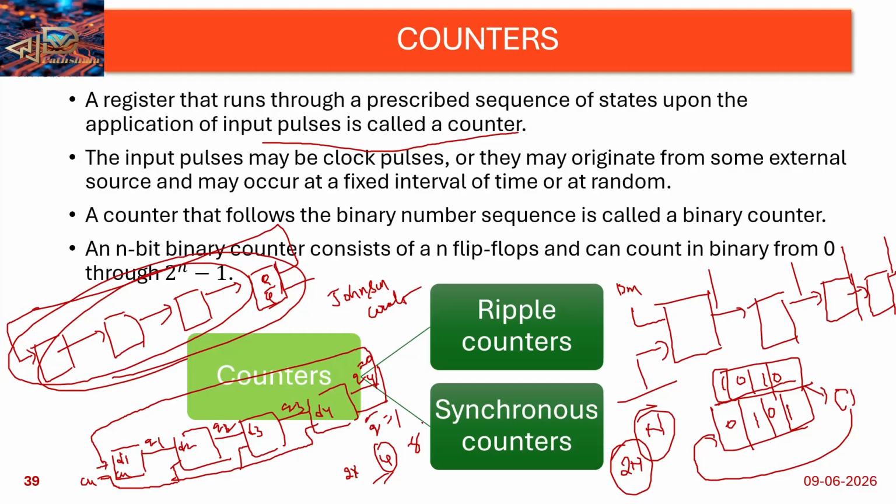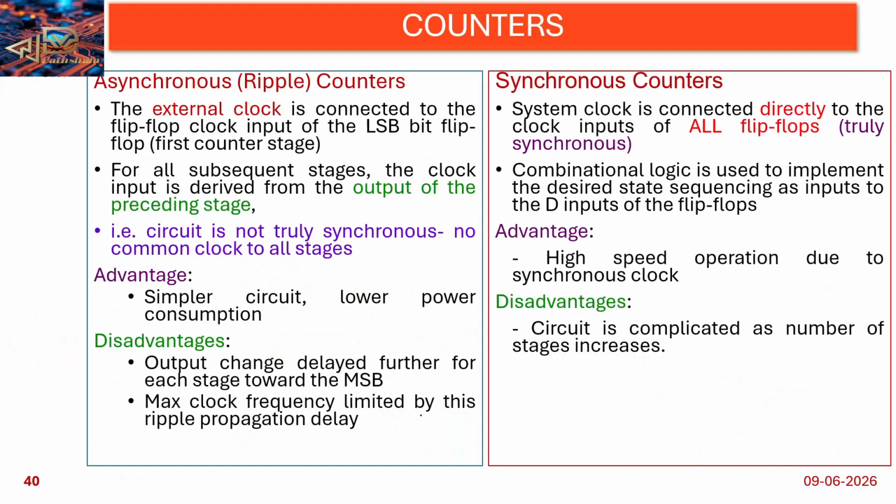So what are the counters that are there? See, counters are asynchronous ripple counters and synchronous counters. Asynchronous means the first output is connected to the second input. Okay, that is the asynchronous counter. Synchronous counters mean each and every flip flop has its own clock. The system clock is connected directly to the clock input, so all the flip flops have the clock here. But here it is not like that.